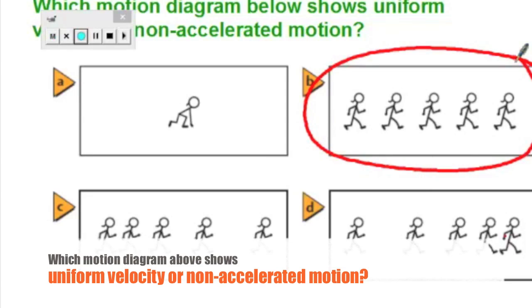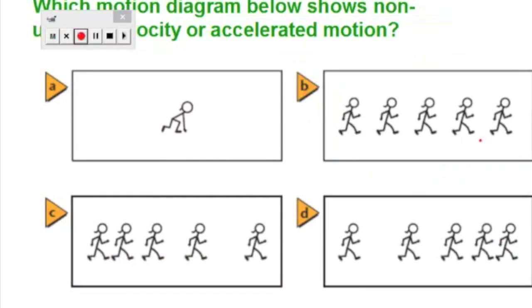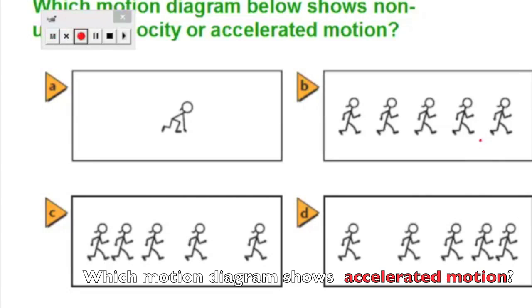But before you would move on, if this was a Minds on Physics, you'd have to pause and realize, well, wait a minute. 0 meters per second, that's constant velocity. That's not moving. So both A and B. Let's move on. What about accelerated motion? Which of these motion diagrams shows accelerated motion?